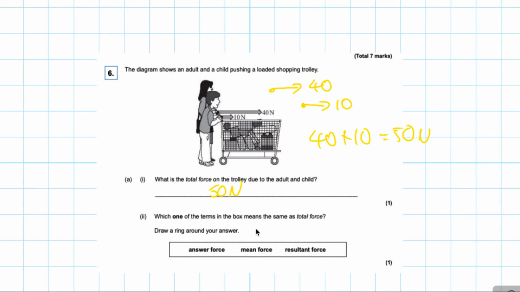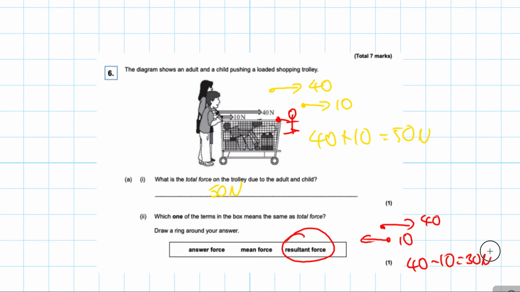Which one of the terms in the box means a total force? The same as a total force is the resultant force. So for the resultant force, for example, if you had 40 newtons and then the child stood at the other end and pushed it backwards, then you would have a force of 10. Then the resultant force, or the total force, will be 40 minus 10, because 10 is going in the opposite direction. So that's 30 newtons, as an example of the difference. This shows the importance of direction of forces. If you've got a force going the opposite way, then you have to change the sign.